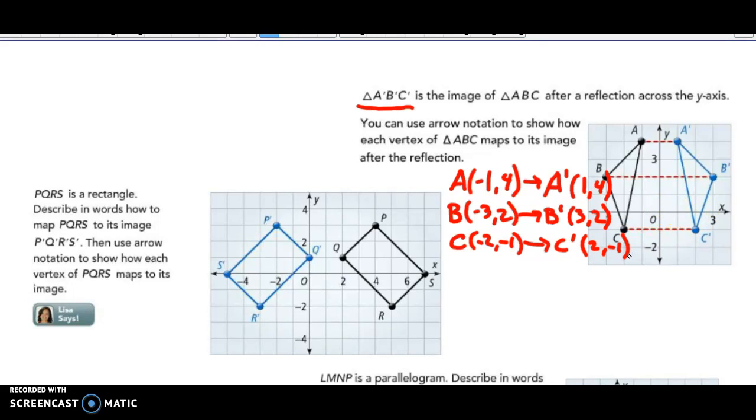So you'll notice that this is a little different than how we mapped the points and used arrow notation with translations. Each point in a figure, when we translate it, has the same relationship when it moves. However, when we reflect, we have to map each point separately because they're not all the same distance from the line of reflection as the other.